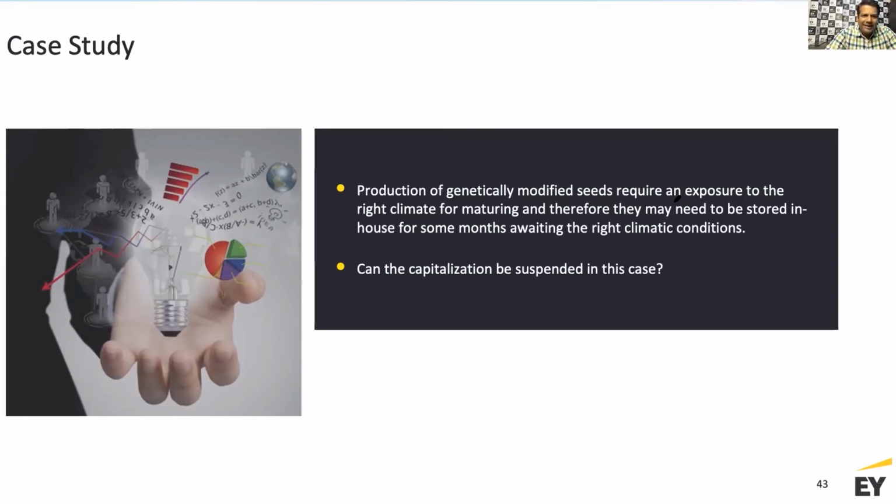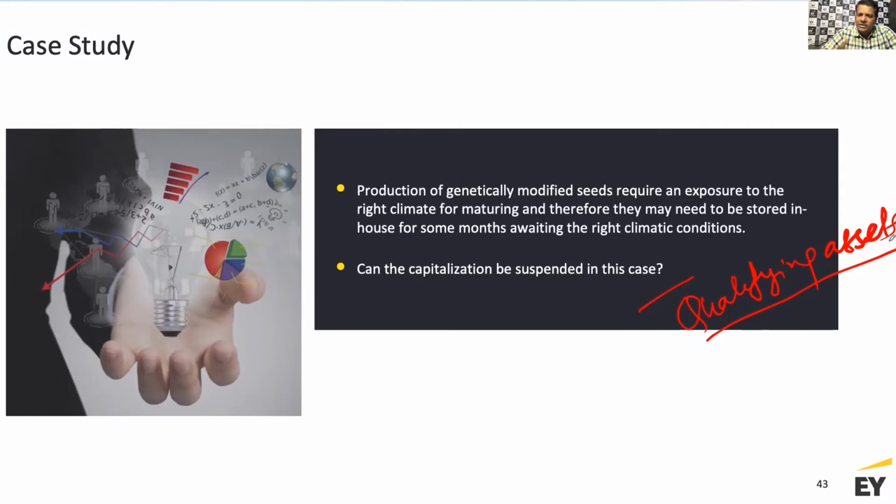Now, if you look at the fact pattern here, first of all, it is assumed that this is something which is a qualifying asset. We are not getting into that debate. It is assumed, assuming this is a qualifying asset. Now, for this asset to actually mature, I need that climate condition, and that's part of this whole development process of this qualifying asset.